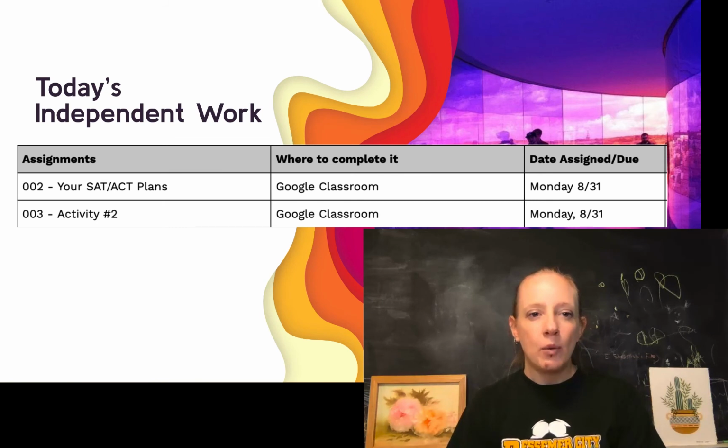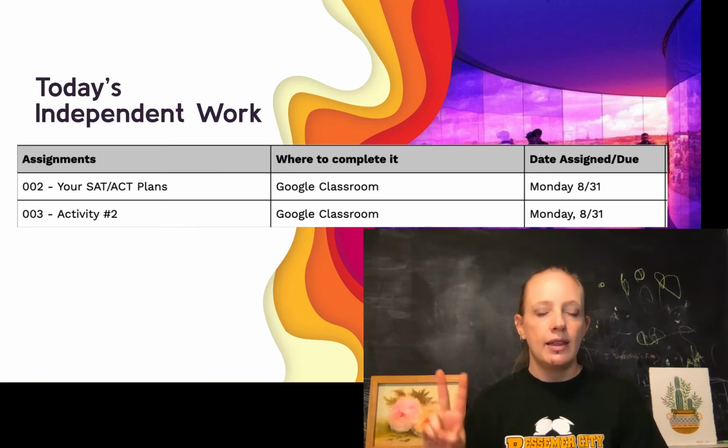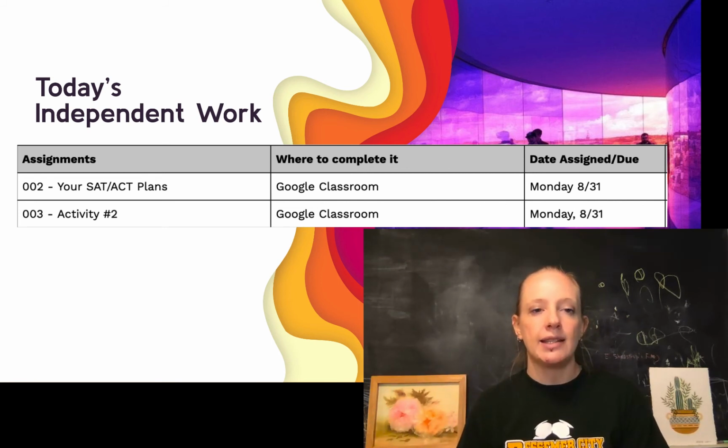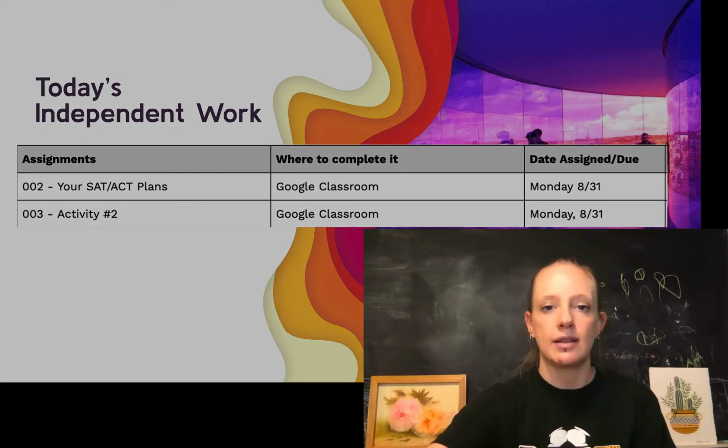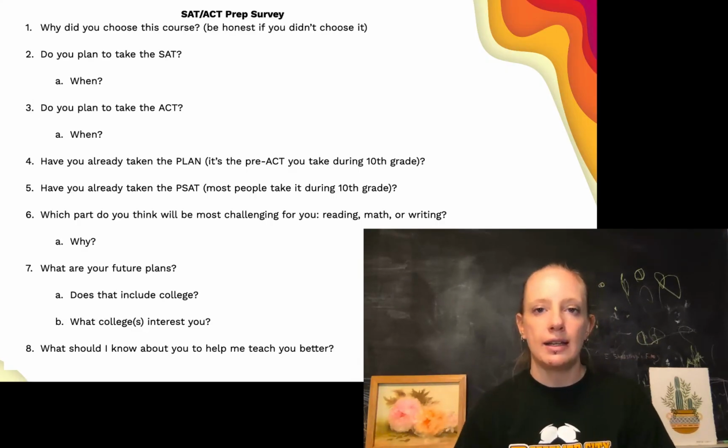Today's independent work, you have 2 things. One of them is activity 2, which we just did. The other one is a survey about your plans for the SAT and ACT. Now, I know a lot of you were not put in this class because you're super excited about taking the SAT very soon. Some of you were not even given a choice. You're just kind of put here. So this survey asks you some questions about your plans so that I can better tailor this course to meet your needs. So this is the survey. Again, it is in Google Classroom.